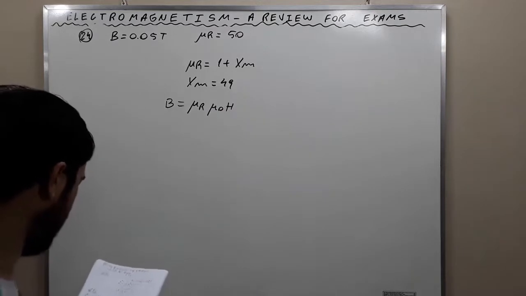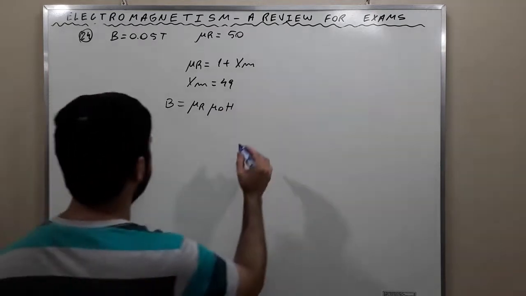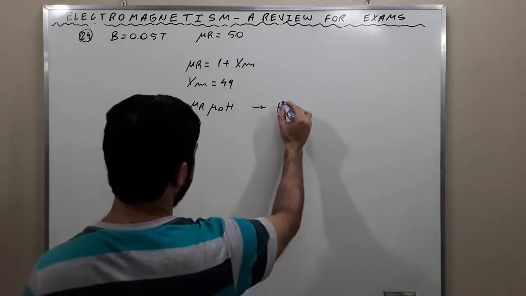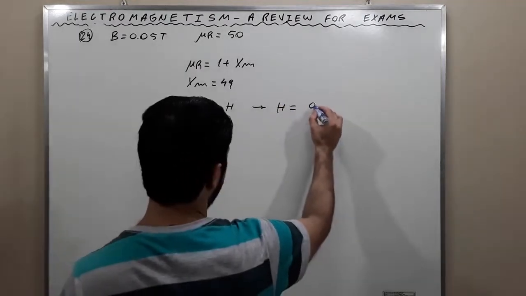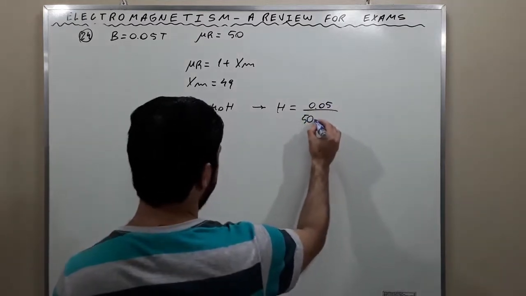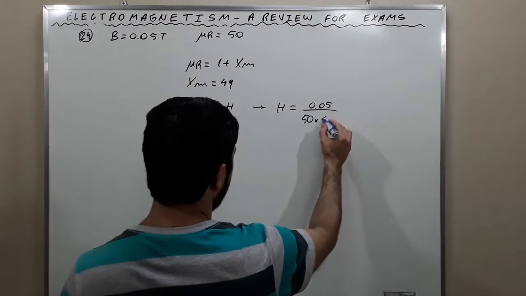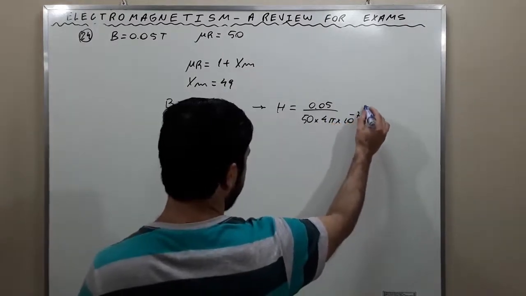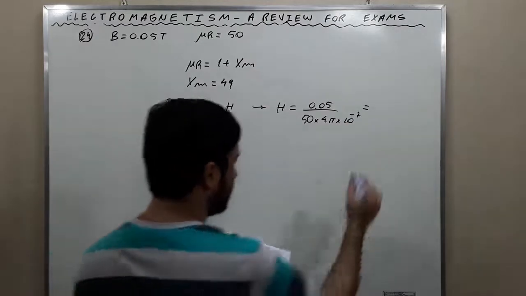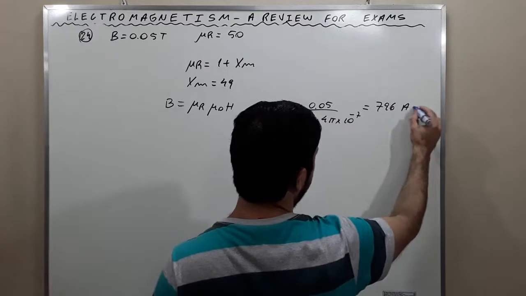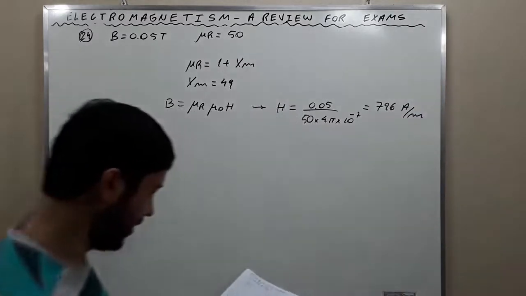Okay, and with these values we get that the magnetic field will be equal to 0.05 divided by 50 times 4 pi times 10 to the negative 7, which is 796 amperes per meter.